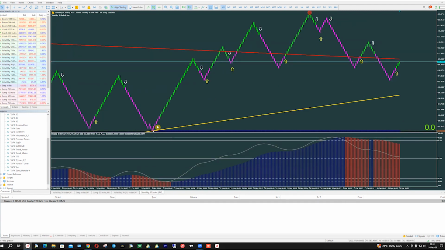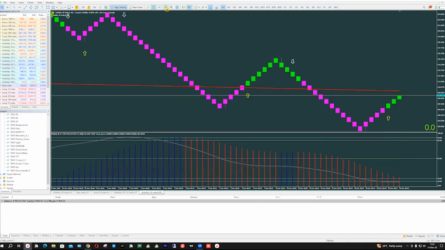You see, this is the arrow, and remember the entry point here is the second brick. After this arrow, this is our entry arrow. You wait for this brick to close, and you enter the market with the next brick. After the changing color of this brick, you enter with the second one. After this one has closed the price, then you enter into the market with the second one.